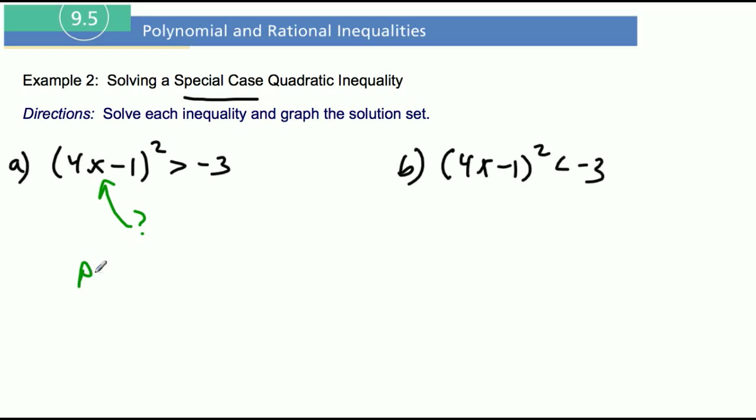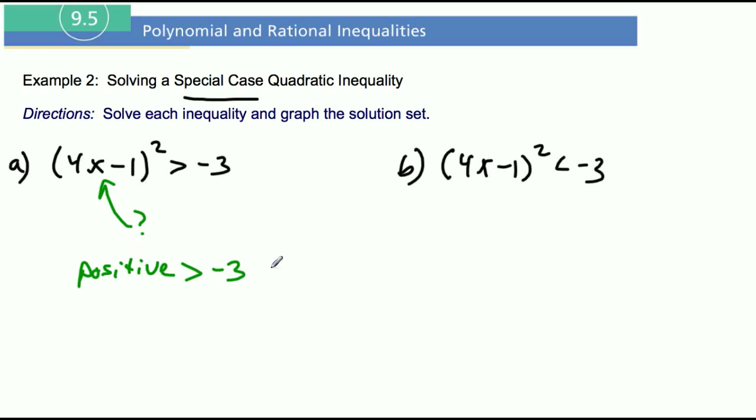That's going to yield a positive number, because when you square any number, you always get a positive number. So if you square a negative number, you get positive. Or if you square a positive number, you get positive. So negative or positive, you're always going to get a positive number here. So how is it going to be possible for a positive number to be greater than -3? Well, isn't every number going to be bigger than -3?